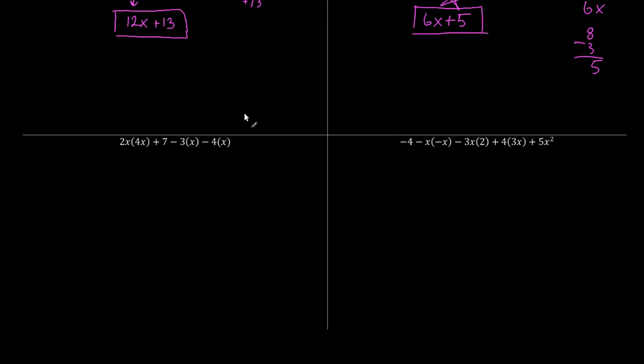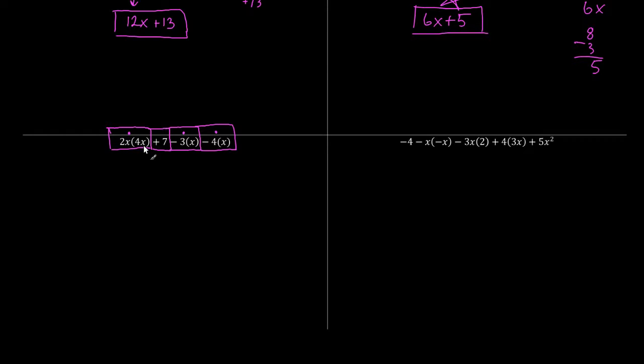All right, 2 more to go. 2x times 4x plus 7 minus 3 times x minus 4 times x. We marked our multiplication. Now let's create our groups. We start off with 2x times 4x, and then we add 7, and then we take away 3 times x, and then we take away 4 times x.